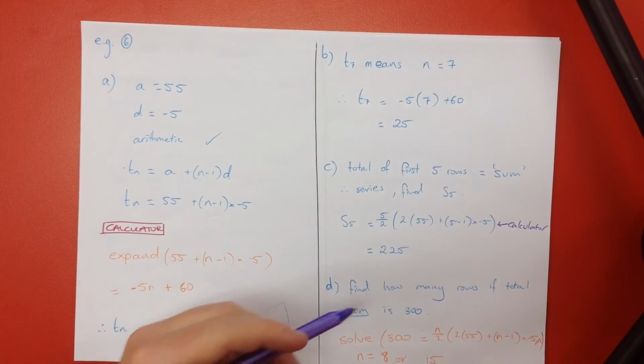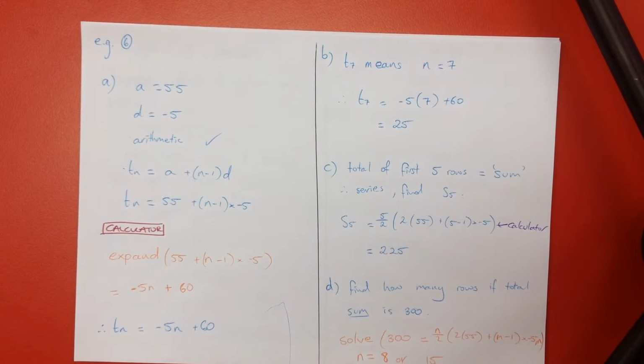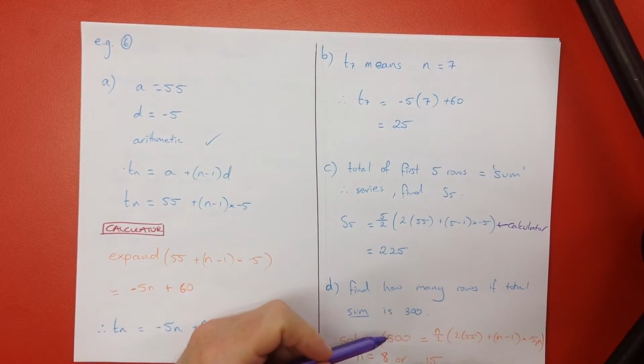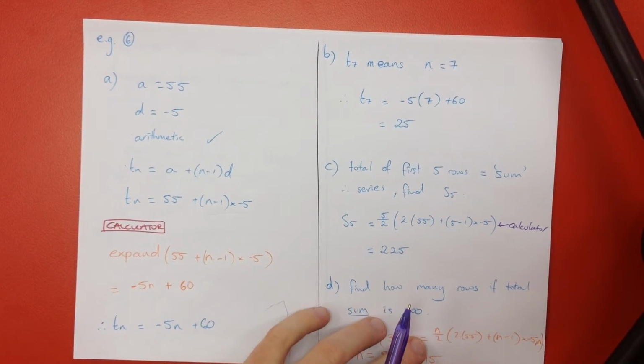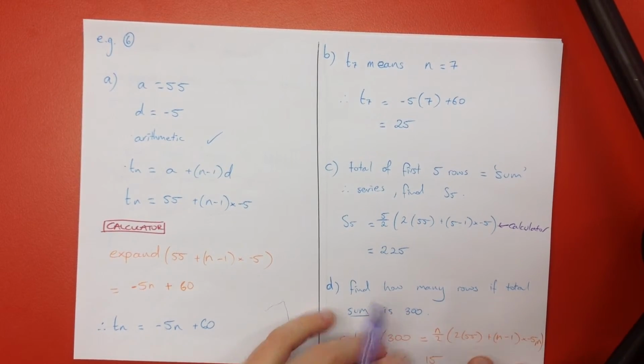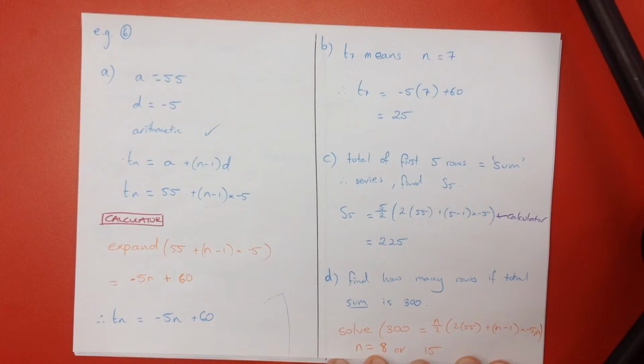We're going to solve for when 300 equals the total sum. So if the total sum is 300, that's what we want to solve for, and we want to know what this n amount is when that occurs. So we're going to put 300 equals and then put everything in the formula except for the n. The calculator gave me this answer, n equals 8 or 15.